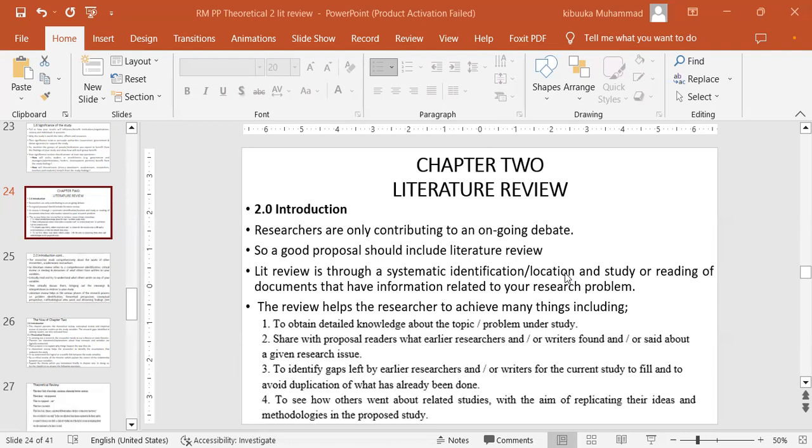Now, once you search and you locate a given document, you may not begin by thorough reading of that document. You do what you call scanning. You scan through the different documents and you do what you call selection. Scanning means you read the summary of that paper. If it has an abstract, you read the abstract and see whether it is relevant to your topic or not.